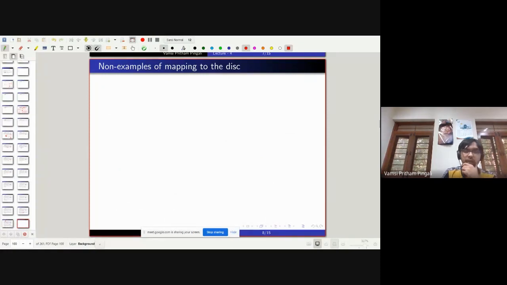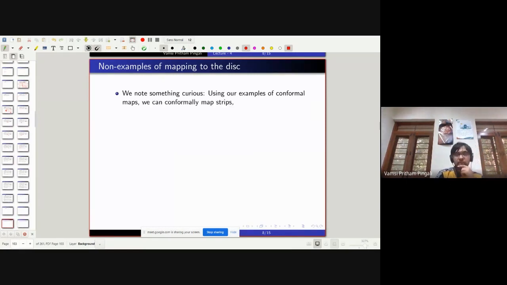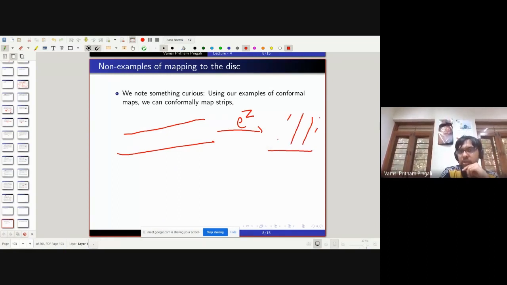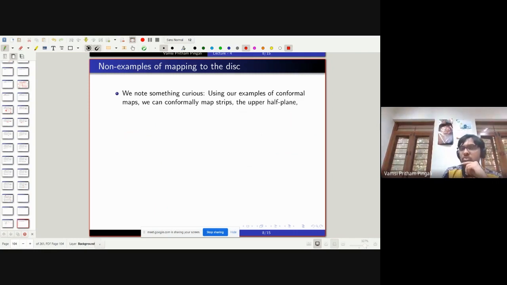All right. So we note something curious. Using our examples of conformal maps, we can conformally map strips, meaning things like this. Using the exponential map, we can map this to the upper half plane, for example. I think you might have to map this to this, one of these. We can map strips, the upper half plane, the hemidisk, sectors, etc. to the unit disk. In other words, we can map all of these things using some very nice conformal maps to the unit disk.